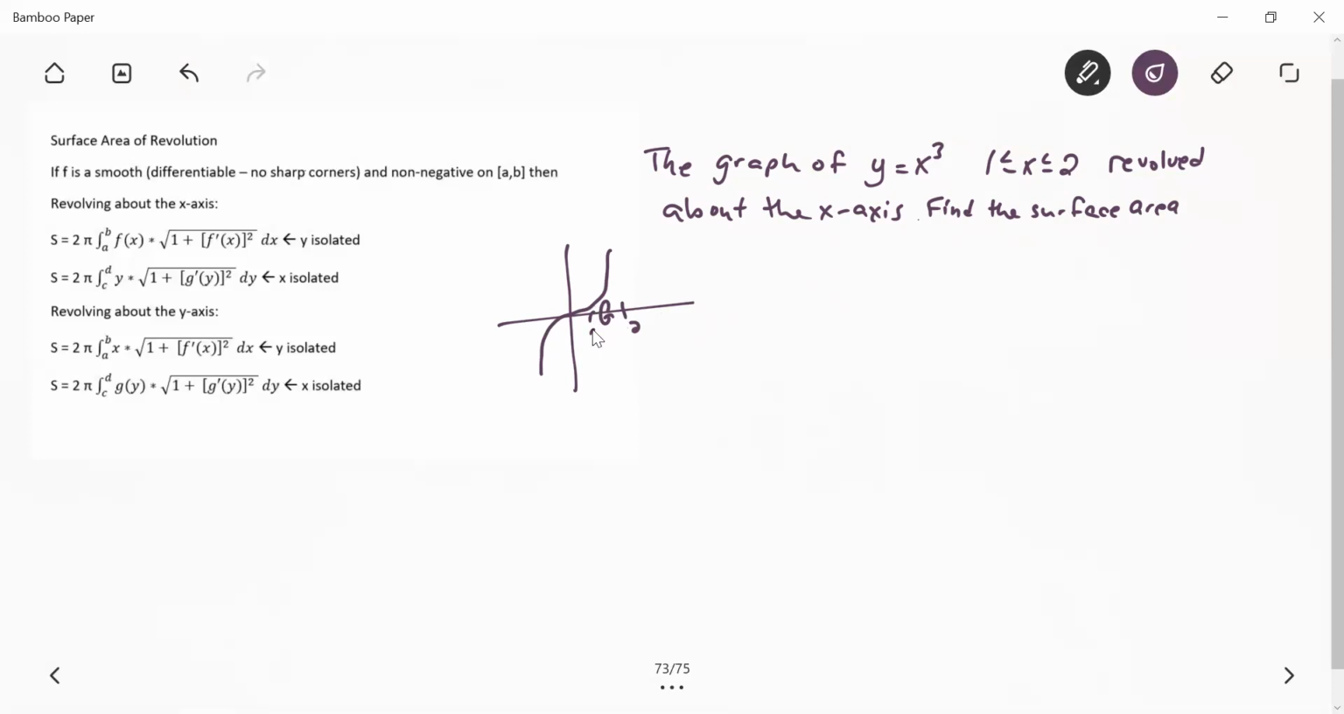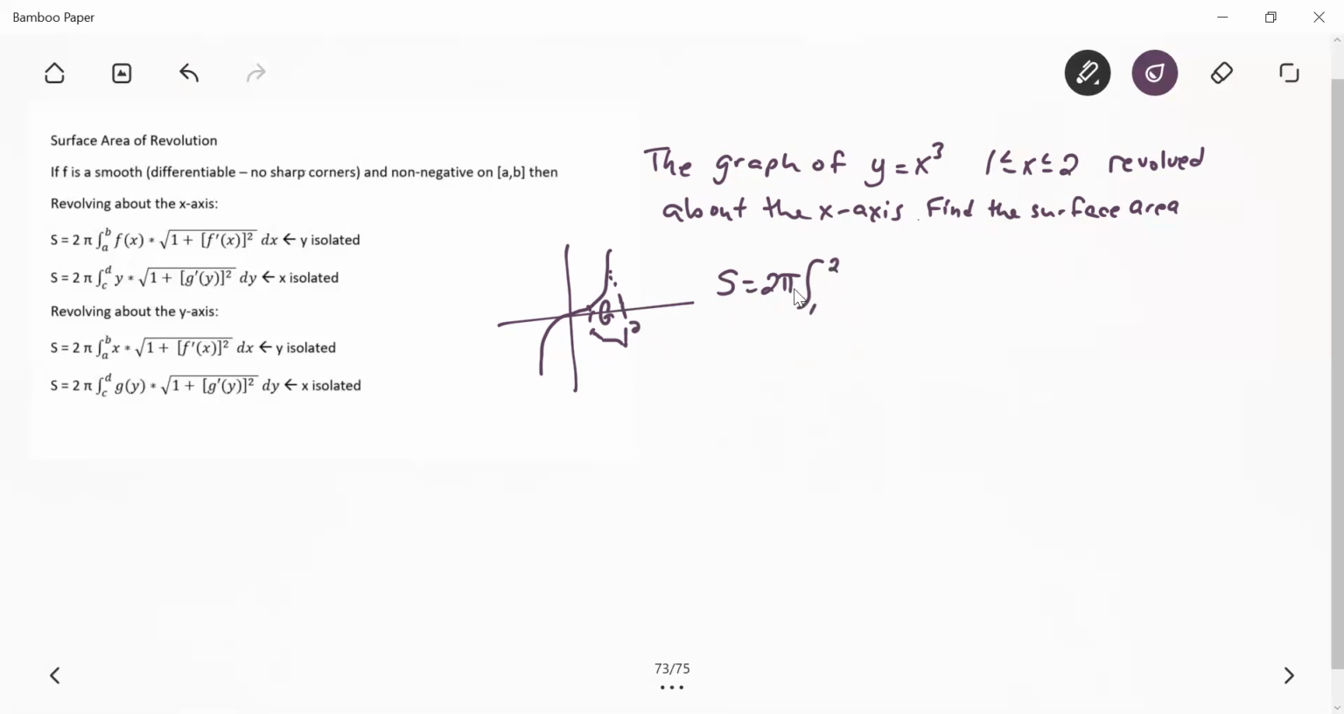So from 1 up to 2, and we're going to revolve here, so it's going to make that figure that looks like this, and we're just looking at that surface. Okay, we're not looking at the solid. So our surface area is going to be 2 times pi times our integral, and it told us from 1 up to 2.